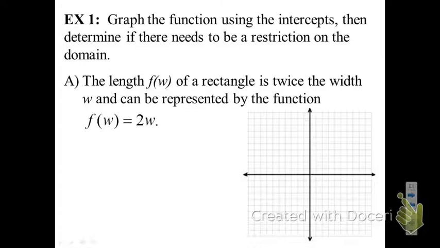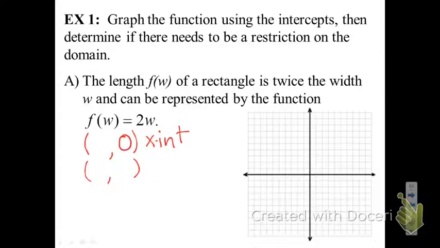You didn't get the rest of it? Hold on. Okay, this says graph the function using the intercepts, then determine if there needs to be a restriction on the domain. So we need to remember how to graph doing intercepts. What do you know about the x-intercept? So the x-intercept is when what value is 0? Okay, so I can put a 0 right here.